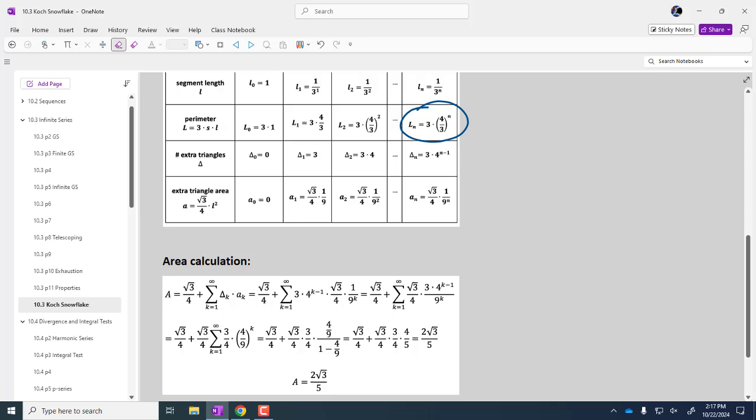Geometric sequence with an R value of 4/3, bigger than 1, multiplied by itself, goes to infinity. 4/3 times 4/3 times 4/3. So the perimeter is going to be infinite.